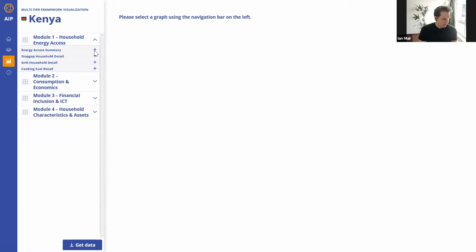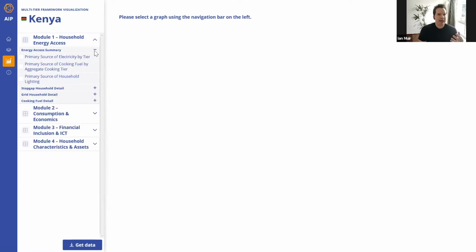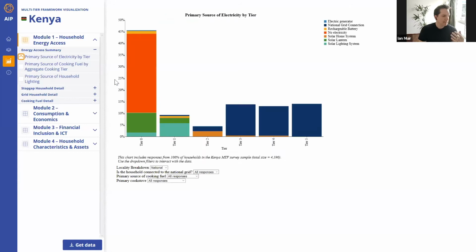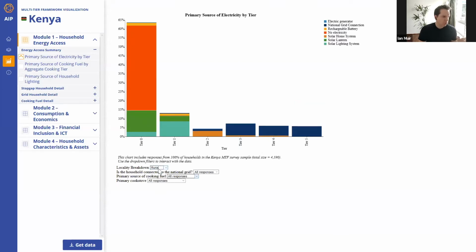Some of these charts you can see quite clearly in the fantastic PDF reports that are produced by the SMAP team after these multi-tier framework surveys are conducted. But what, of course, they can't do in a PDF format is allow a user to interact with those charts. So taking some of the very simple, straightforward charts, not only can you see very clearly, okay, this is the electricity access situation in Kenya nationally. You can very quickly see breakdowns at an urban or a rural level.